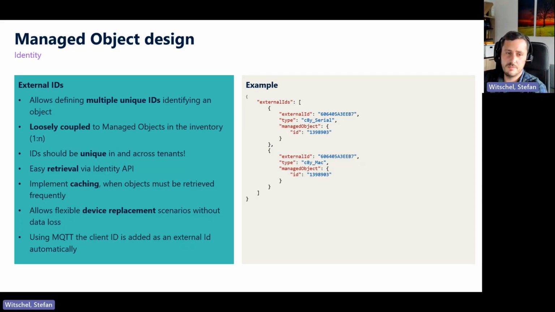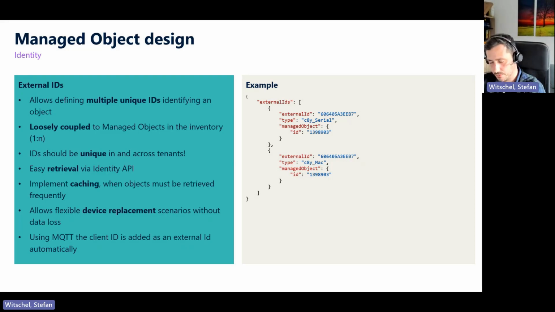Also, this identity allows a very nice way to do a device replacement without data loss. Think about that you have a managed object, which is an asset, where we have some devices assigned and you have an identity assigned to that, and you want to replace this device, but you don't want to lose the data on this managed object. So there are some concepts for how you can realize the scenario. One concept is that you just exchange the identity with a new physical device on that managed object, and then you have all the data, the old data and the new data, on the same managed object.